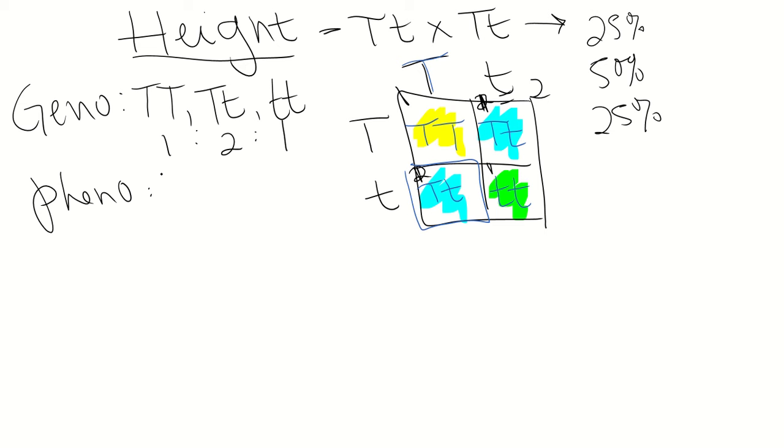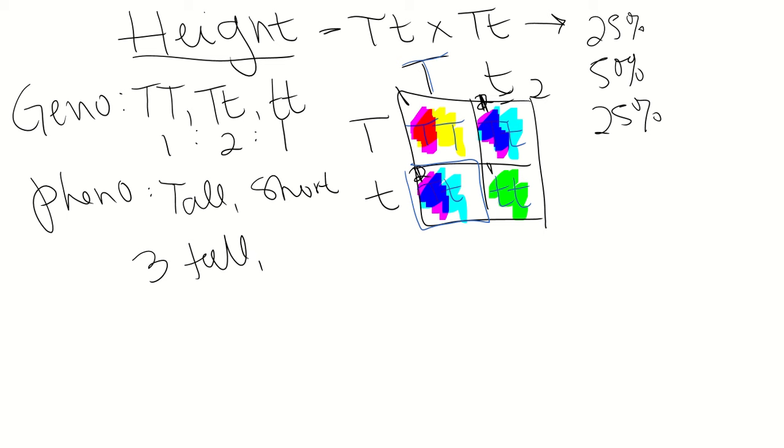You know, we've got either tall or short. But how many individuals are going to be tall? We've got this big T, we've got this big T. So what does that mean? That means we have 3 tall individuals and 1 short individual.